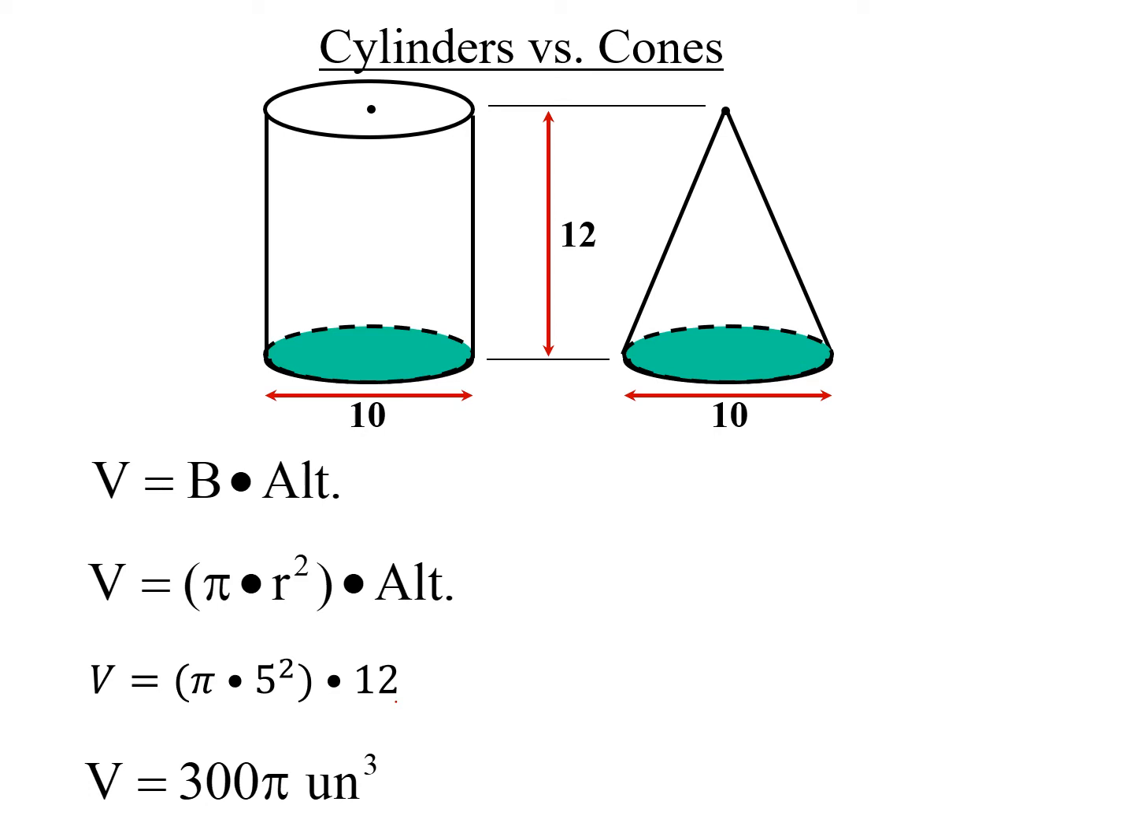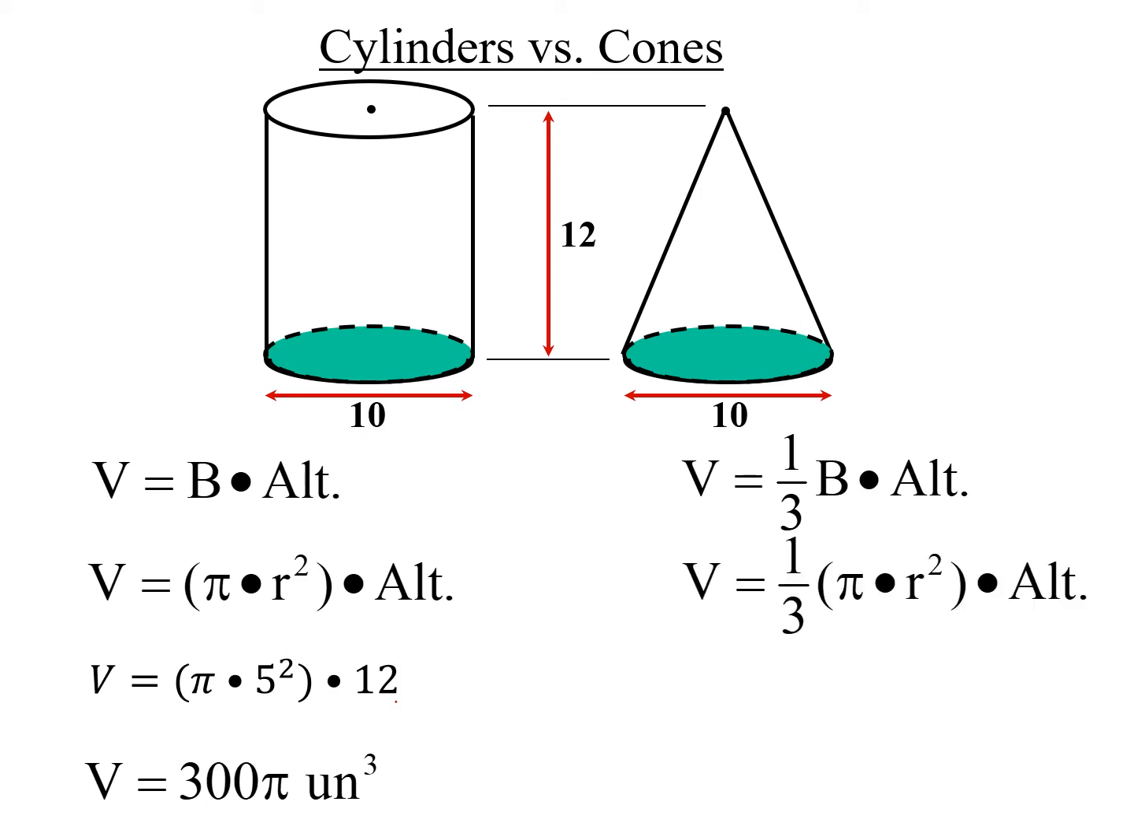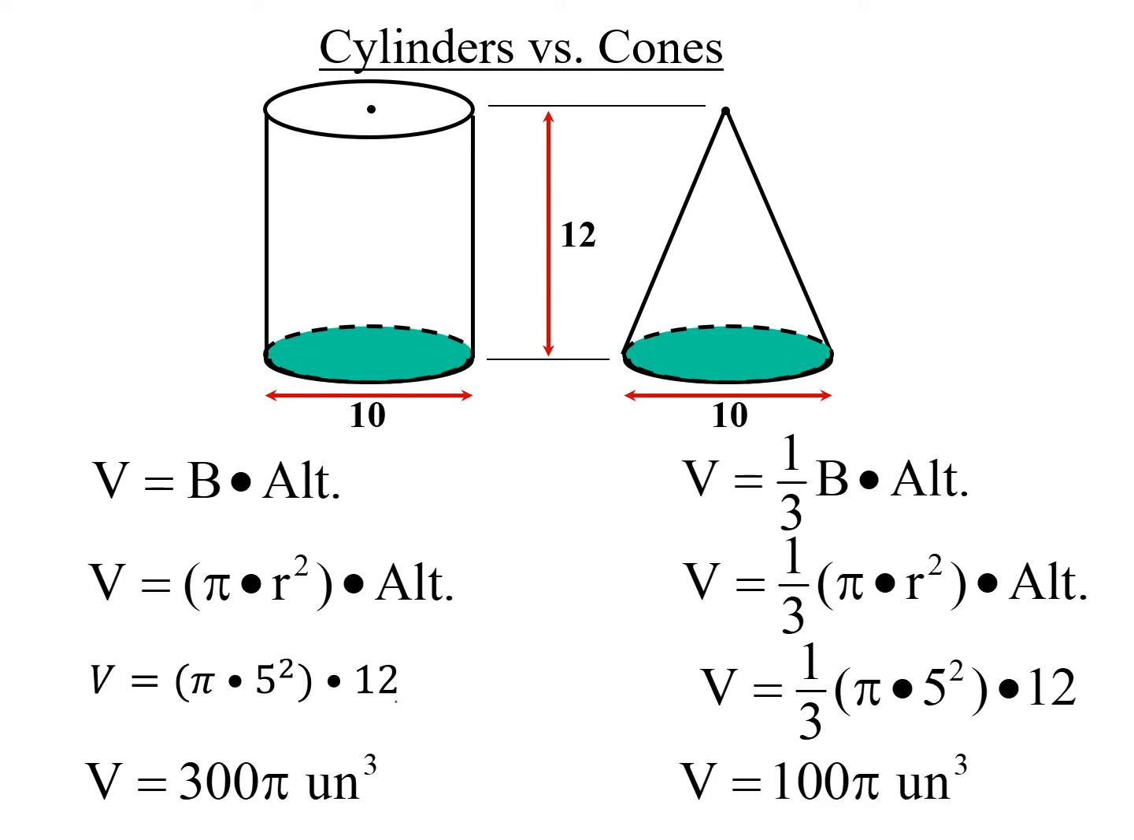Now let's look at a cone with the same dimensions. Obviously you can tell that a cone is going to be smaller, since it goes up to a point at the top and not to another flat circle. Lay out the formula, plug in my numbers. Now I have all the same numbers as before, except I have this 1/3 right here. Remember, multiplying by 1/3 is the same as dividing by 3. So 5 squared is 25, 25 times 12 is 300, but then 300 divided by 3 equals 100. So the volume of the cone is 100 pi units cubed.